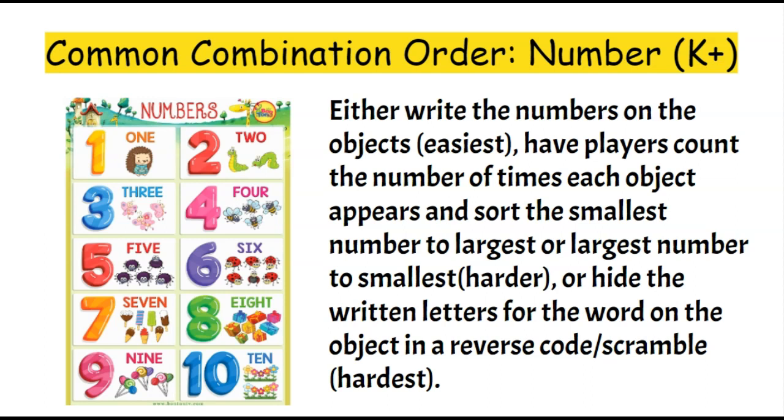To make it slightly harder, what you do is have different numbers of different types of objects, and the player has to figure out what those numbers are and then put the things into the combination from the fewest number to the greatest number. The hardest version of number order is where you are sticking the number word onto different parts of the picture, and they have to either decode it by using a reverse code, or they have to unscramble it, and then they put the objects into number order.